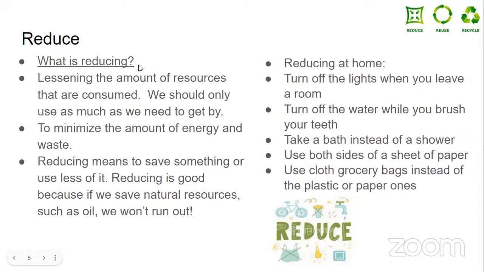Then, to minimize the amount of energy and waste: of course, we waste a lot of energy, and a lot of waste is generated. So reducing our need, or lessening the amount of our resources, will save our energy as well as waste generation, because handling waste is also one of the major tasks. It also means to save something or use less. It is also good because if we save natural resources such as oil, we won't run out.